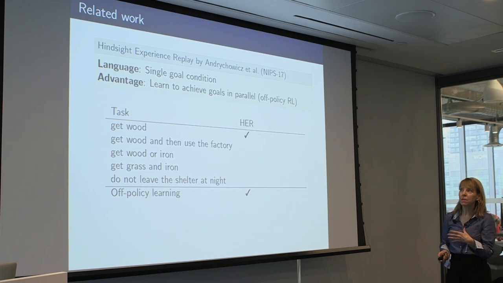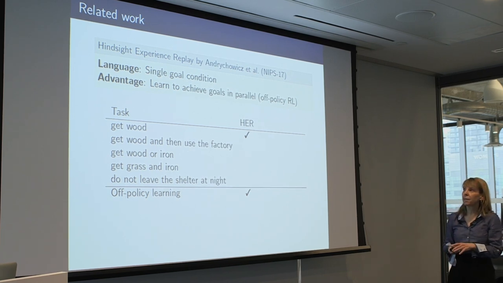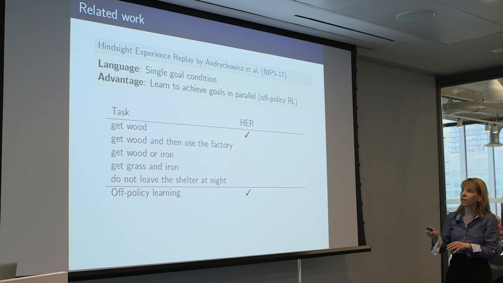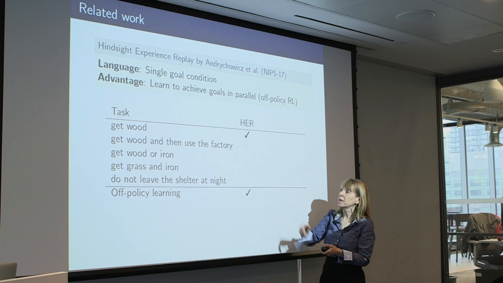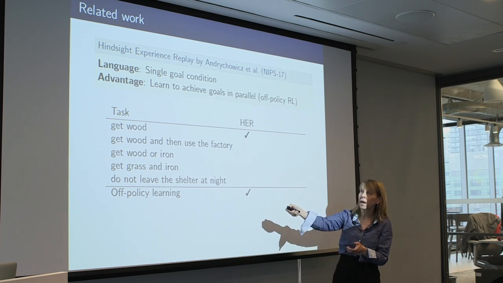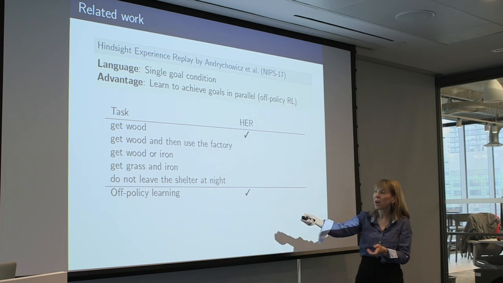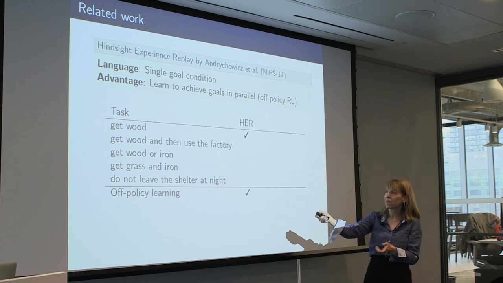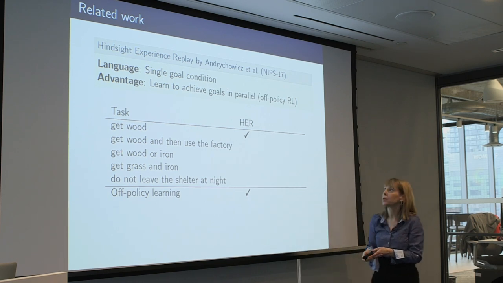Two pieces of previous work that are related that some people may know about are hindsight experience replay, which was done by Pieter Abbeel's group. In that work, they only had a single condition. I'm going to abbreviate this as HER. They were able to describe things like get wood or, you know, shoot the puck in the goal, for example, but not some of these other types of tasks. And they, like us, used off-policy learning to do it.